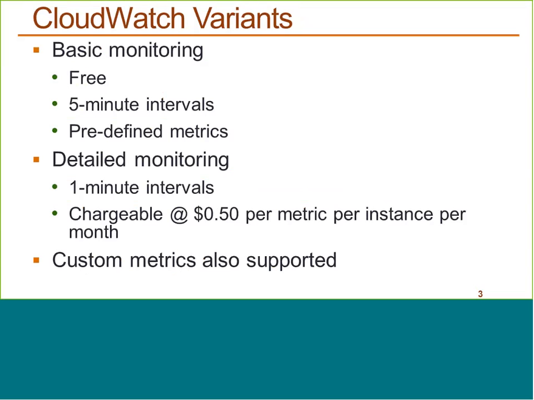Then detailed monitoring occurs at 1-minute intervals, but it is chargeable. It costs 50 cents per metric per instance per month. On an EC2 instance, there are 7 predefined metrics. So if you enable detailed monitoring on an EC2 instance, it's going to cost 7 times 50 cents, which is $3.50 per EC2 instance per month. And it also supports custom metrics. So you can define some custom metrics and connect them with CloudWatch as well.